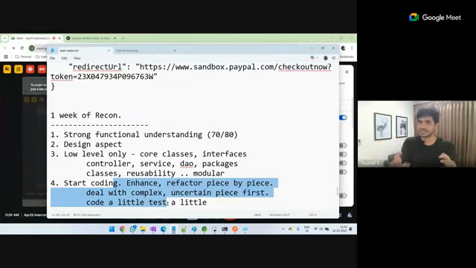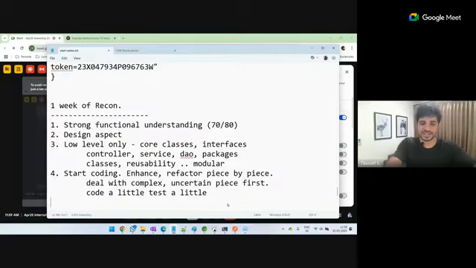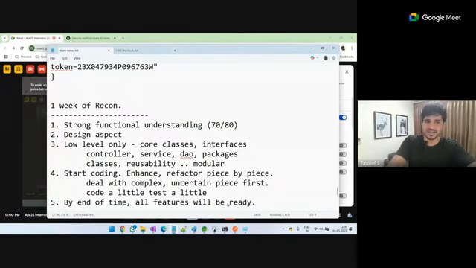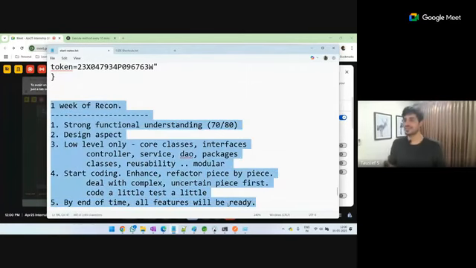So take this, understand this, think logical, do logical. If you find an area of improvement, go ahead and make it better so that it is good for you in the long run. Okay? Don't make it bad. That's very important. So code a little, test a little model. You keep doing that. And yes, piece by piece, develop the entire functionality. By the end of time, all features will be ready. Okay? Guys, so these are the main learnings about how to progress any project requirement.